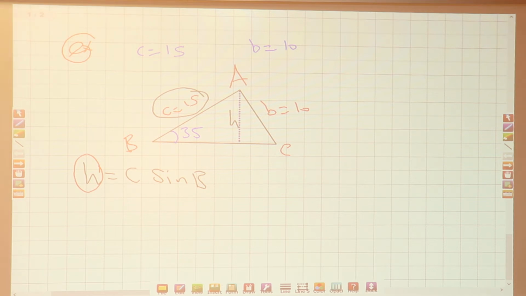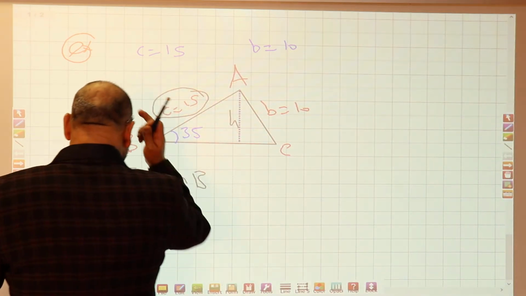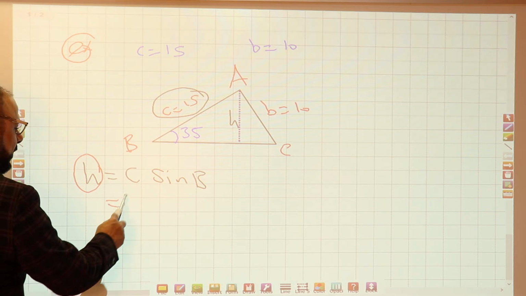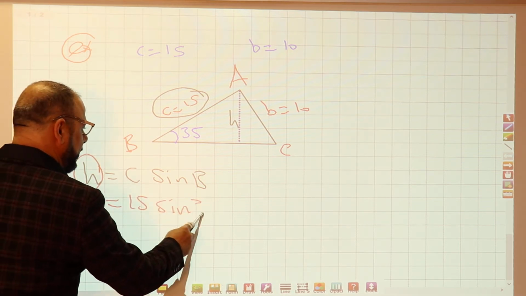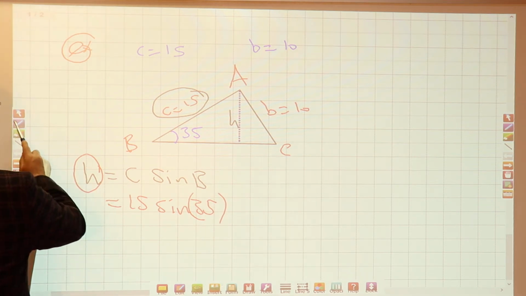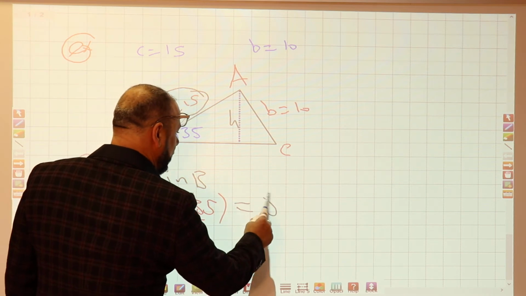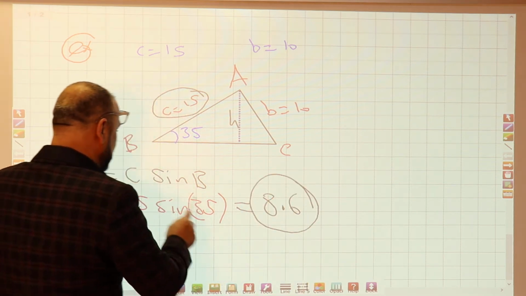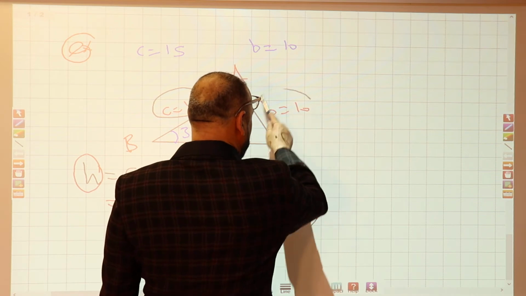Sorry guys, H equals C sine B. C is 15, sine 35, and this gives you about, use your calculator, 8.6. Now 8.6 is the height.